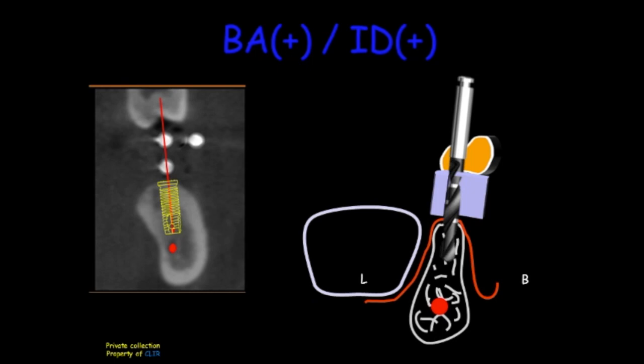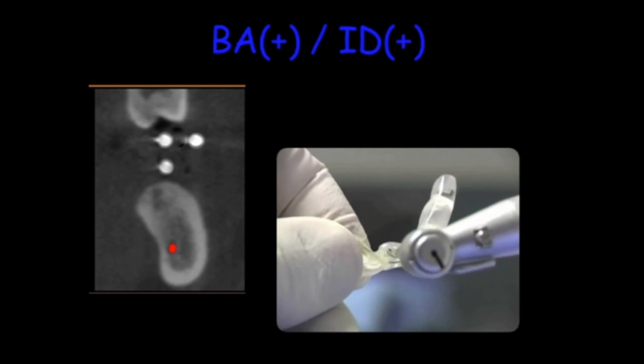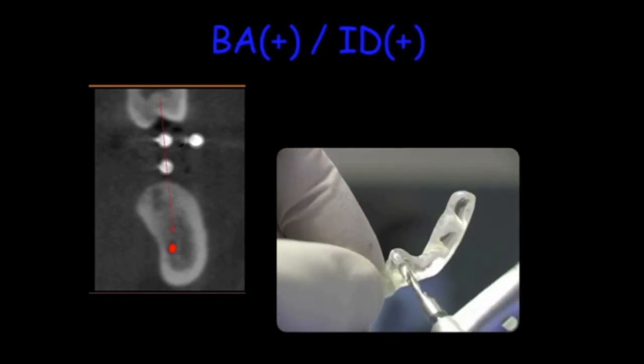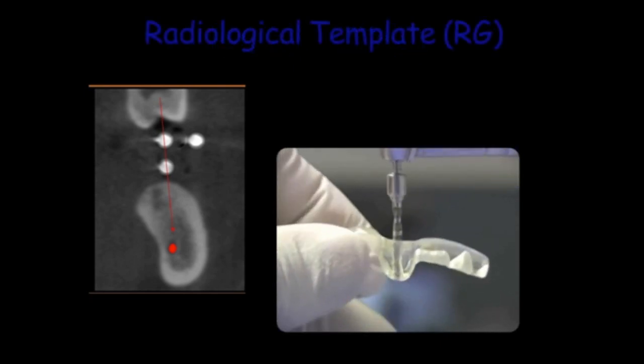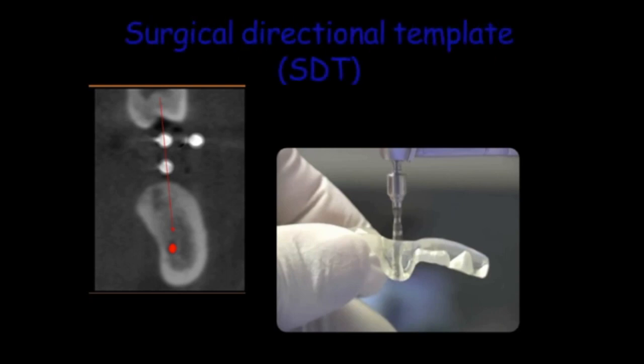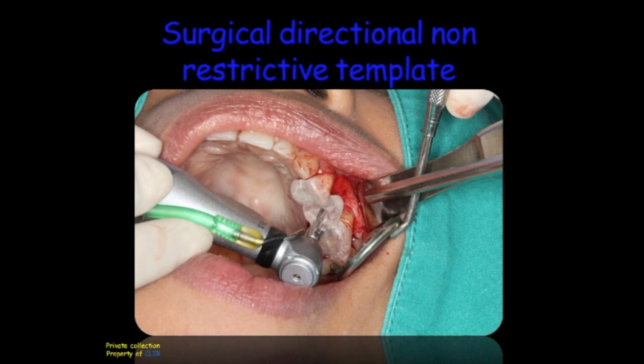As you can see over here, a tunnel will be made through drilling the occlusal and the crestal points. This is the future implant direction. And this is how our radiological template will be transformed into what we call a surgical directional template. The guide will be positioned into the patient's mouth, and if we follow the tunnel, we will be directly into the bony envelope.